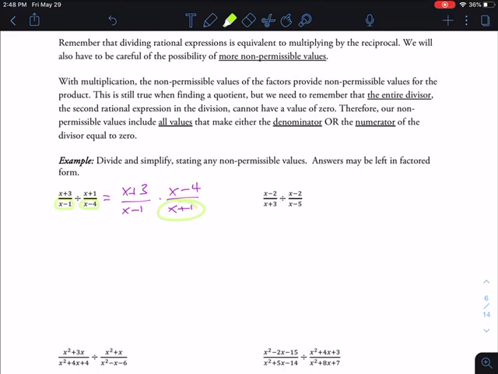I've written that out in different wording here: we need to remember that the entire divisor, that's the entire second fraction, can't have a value of 0. So we will include all of our values that make any of these three equal to 0 as NPVs. Let's just do this first question. I'm going to stop talking and do math.